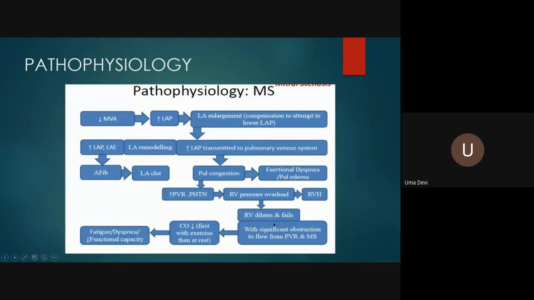Now, with significant obstruction, what happens? There is pulmonary venous resistance, so there is pulmonary hypertension and mitral stenosis. Now, with all this, the cardiac output is decreased. Already, from LA to LV, the LA has to pump more for the blood to reach the LV, and then the stroke volume has to come out from the LV. First, with exercise, as I told you, and then even at rest, the cardiac output is decreased. So this will be clinically seen as fatigue, dyspnea, and decreased output.